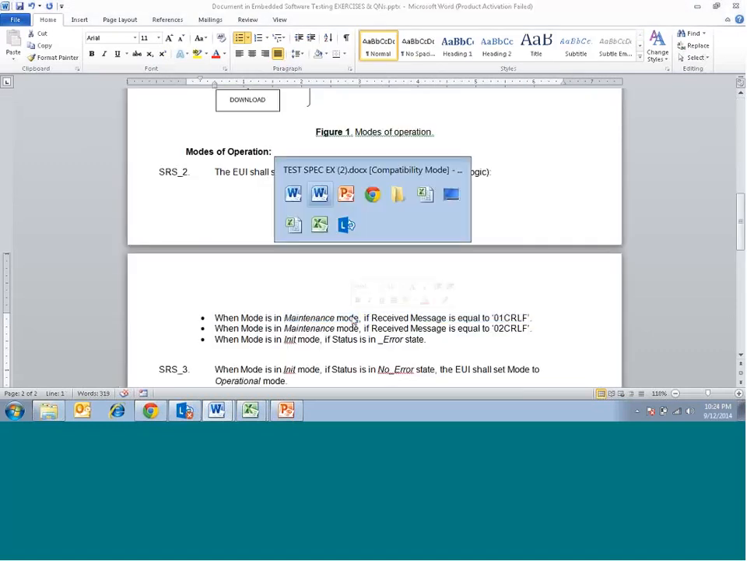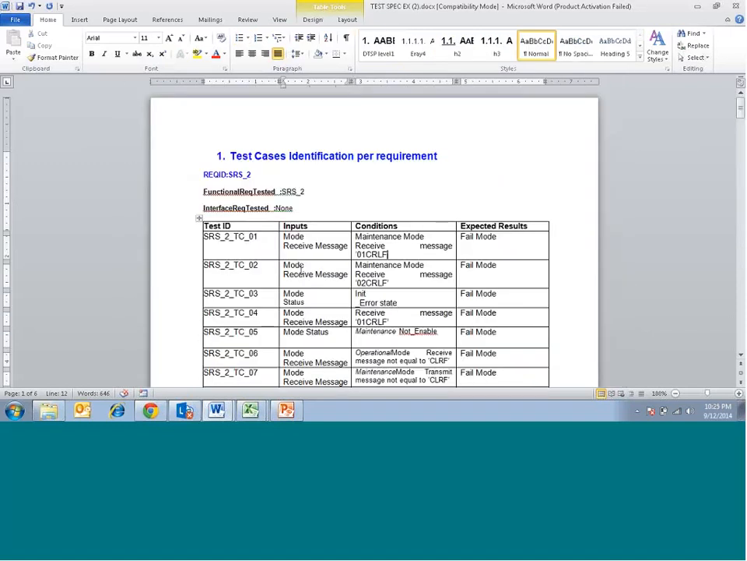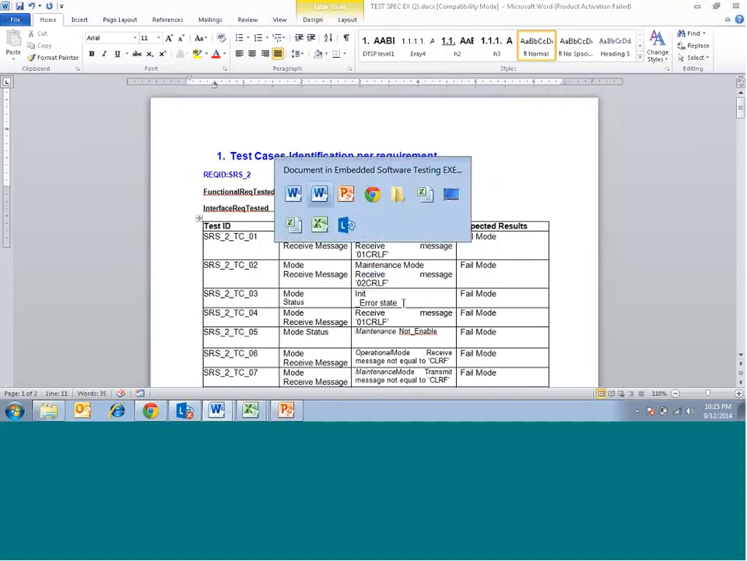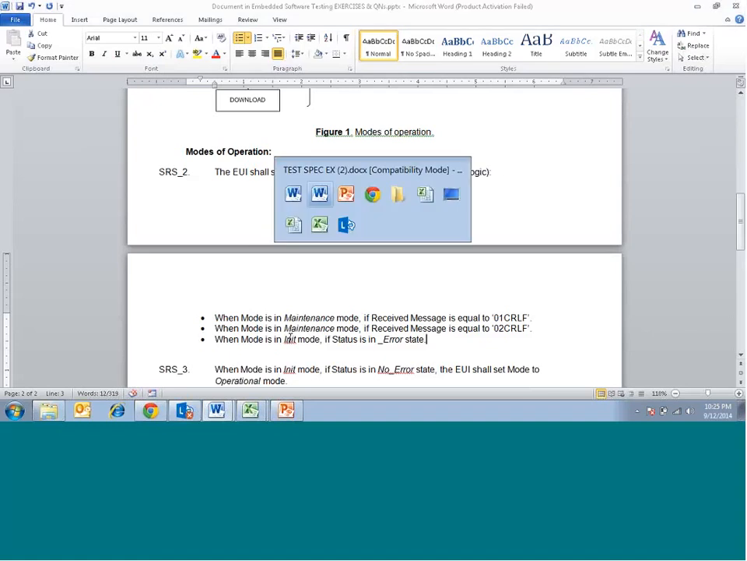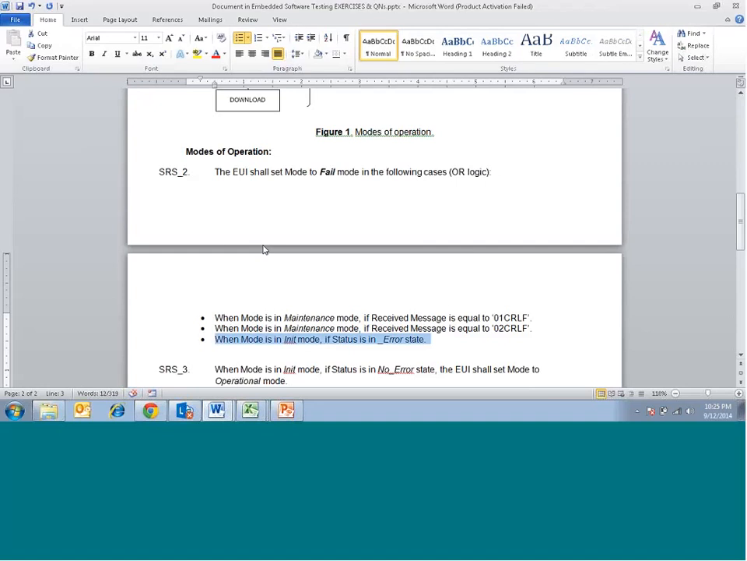So this we have tested here, and in the next case you can see we are trying to test with a second message, 02 CRLF. In that case also it will go to fail mode. Similarly, the third condition: when the mode is in init mode, if the status is in error state, that is, during initialization, if any error occurs, it will go to failure mode. So these are straightforward test cases for this requirement. Similarly, if more conditions are there, we are going to apply them accordingly.